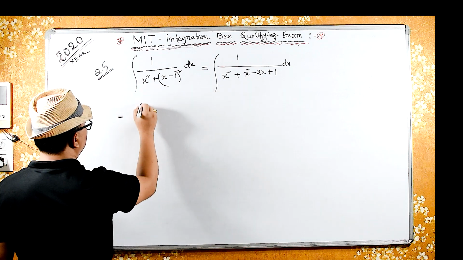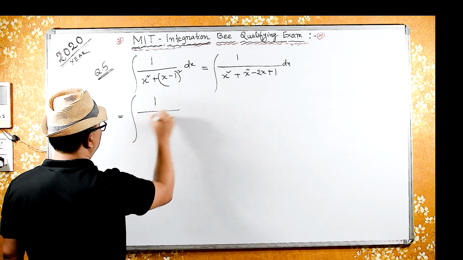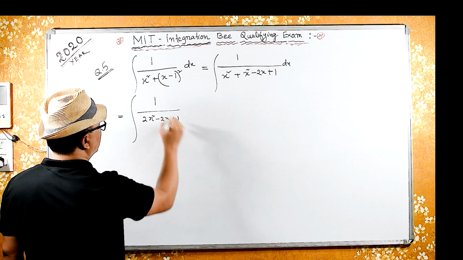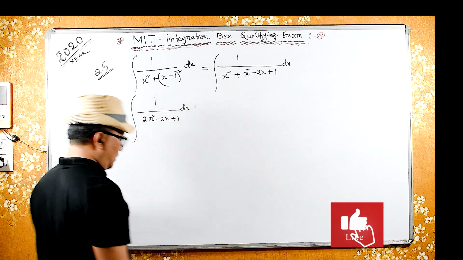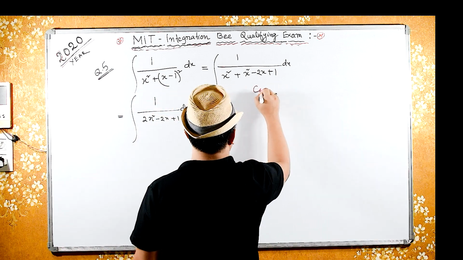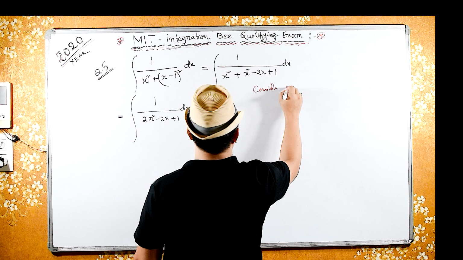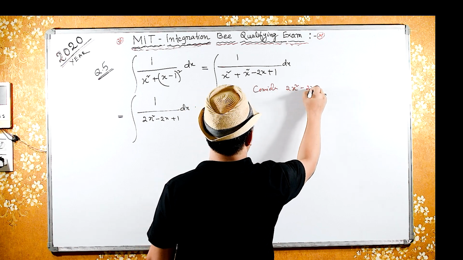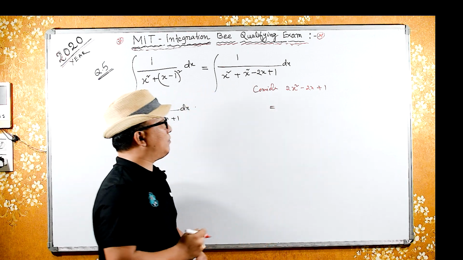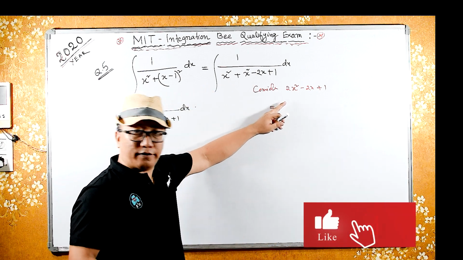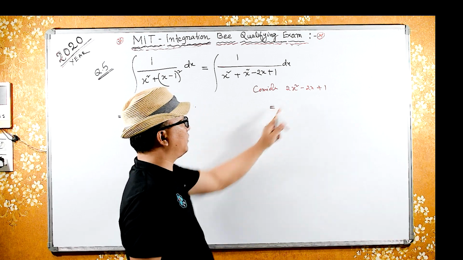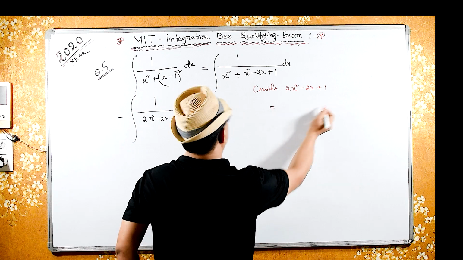This is the same as what? x plus x is what? Twice x. Here, twice x square minus 2x plus 1 dx. Now let's consider this part: twice x square minus 2x plus 1. Now let's take 2 common. If you are not taking 2 common also, that's fine. But for convenience, let's make the coefficient of the quadratic equation as 1.